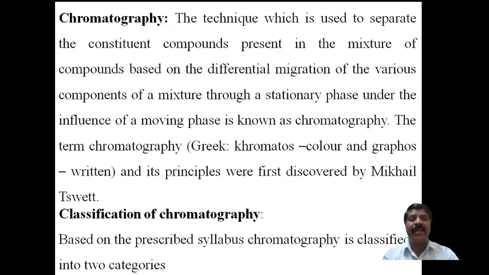The term chromatography is derived from Greek words. Chromatos means color, and graphos means writing. Therefore, it is plotting the graph of different colored compounds on a paper or a medium, and that is called chromatography. On the paper, the different colors are written and isolated. These principles were first discovered by Michael Tswett.